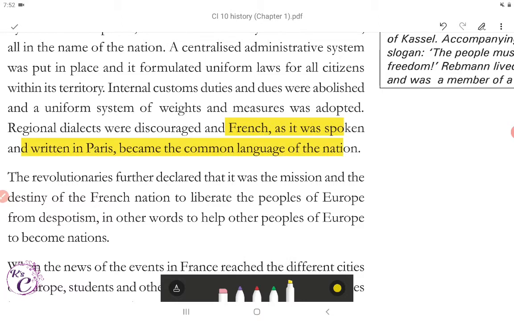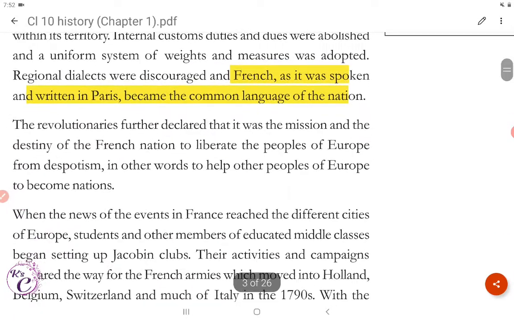The revolutionaries further declared that it was the mission and the destiny of the French nation to liberate the peoples of Europe from despotism, in other words, to help other peoples of Europe to become nations.